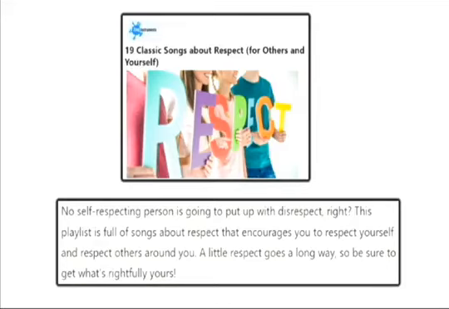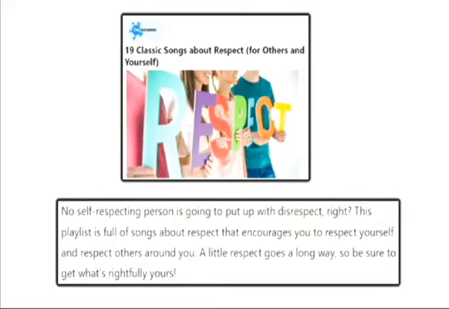Now, just that first line alone. Listen to what they're saying: no self-respecting person is going to put up with disrespect, right? You're not going to put up with it. In fact, you're going to tell that person, I don't like the fact that you disrespected me, punk, or something like that. That's what it's putting in your mind, that if you respect yourself, you're not going to put up with any disrespect. You're going to disrespect them in return, right? No. But that's what they're teaching them.